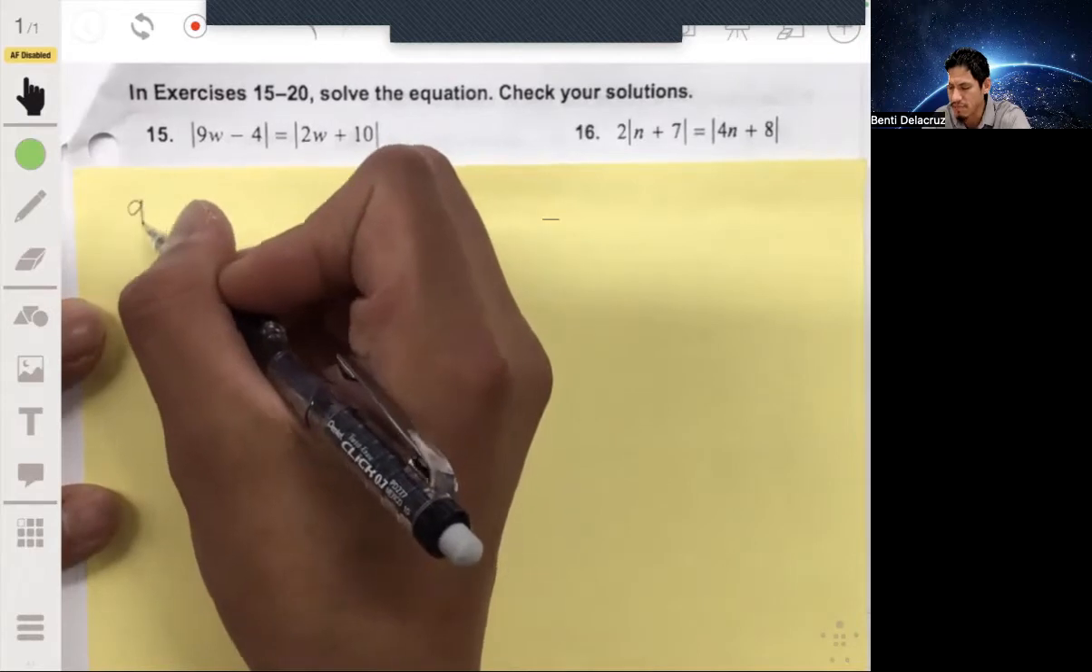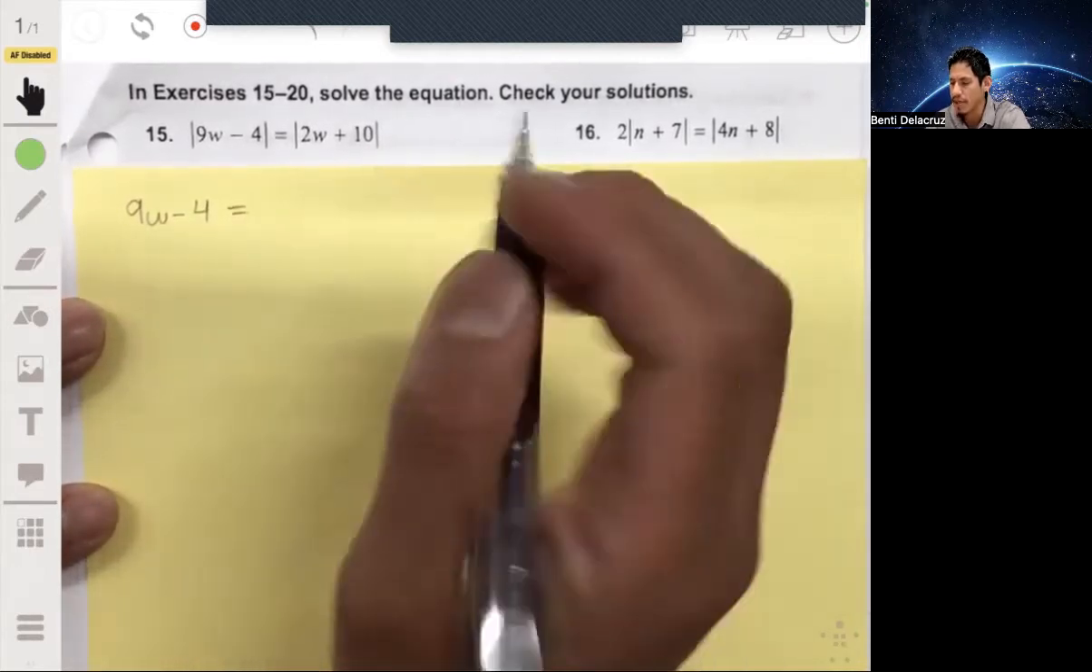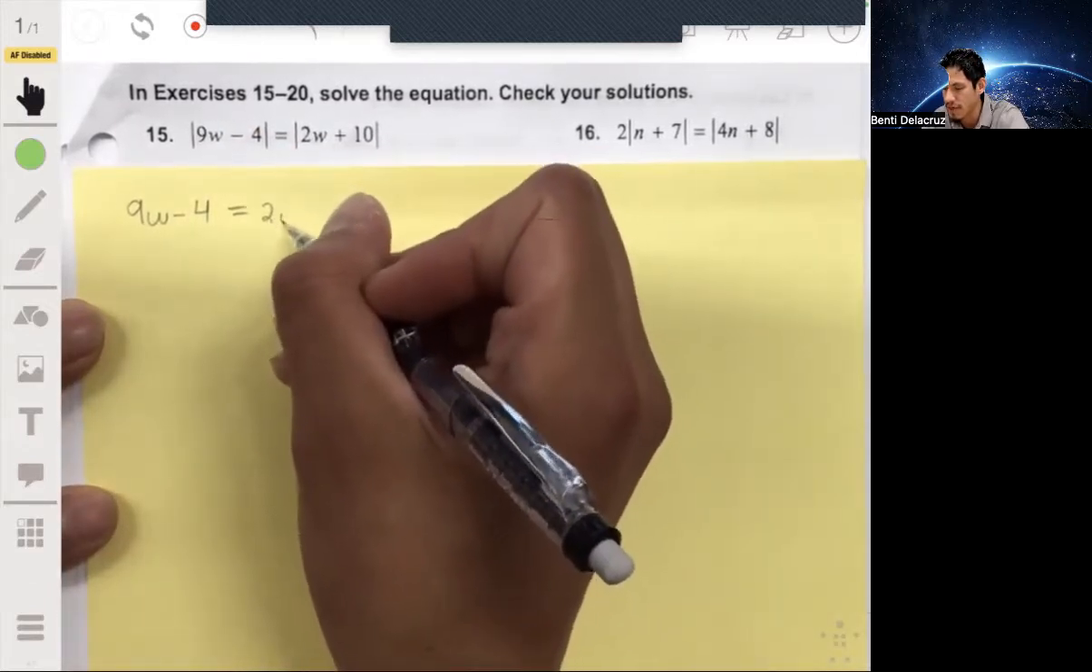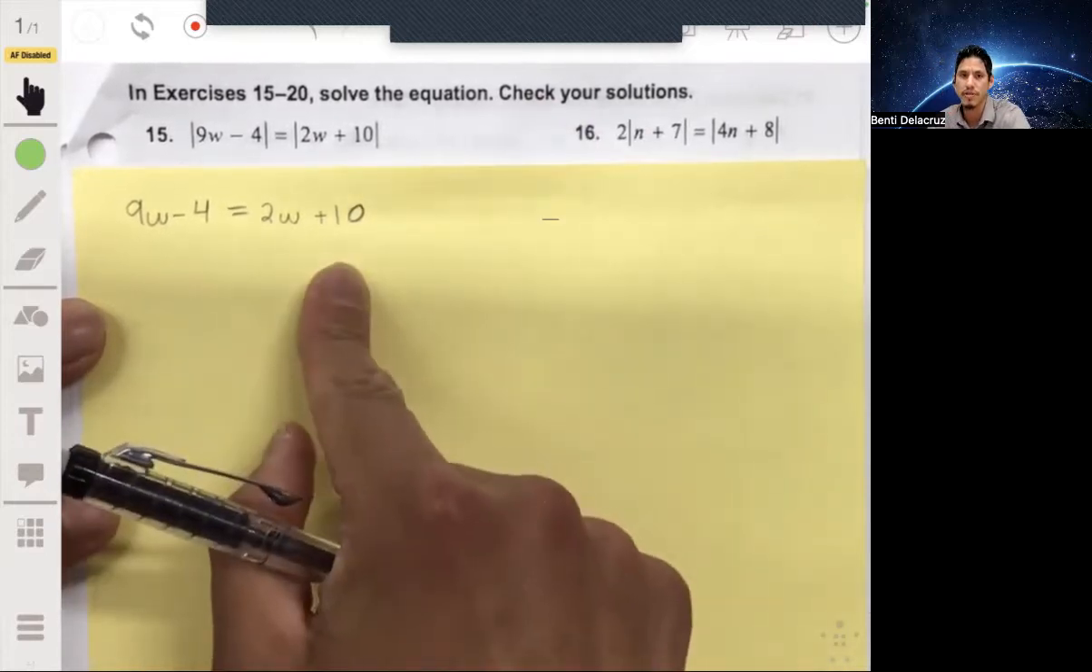So you're going to remove the absolute value symbols. One equation will just be exactly what's inside of the absolute value symbols. So one, you'll have 9w minus 4 equals 2w plus 10. That'll be one of your equations.